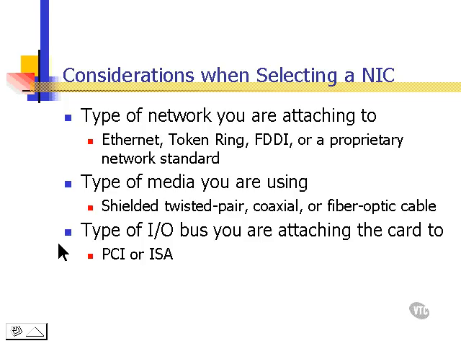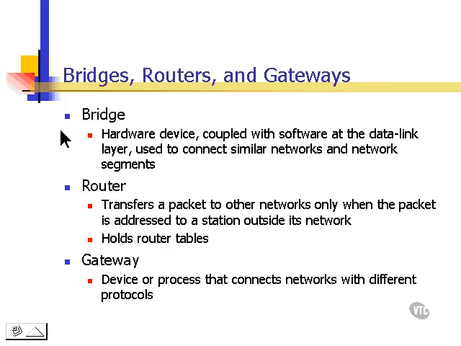Other components that are not absolutely necessary to form a network, but are often used in networks, are bridges, which is a hardware device coupled with software at the data link layer, which is used to connect similar networks and network segments. A router, which transfers a packet to other networks only when the packet is addressed to a station outside its network. And a router also holds router tables. And a gateway, which is a device or a process that connects networks with different protocols.